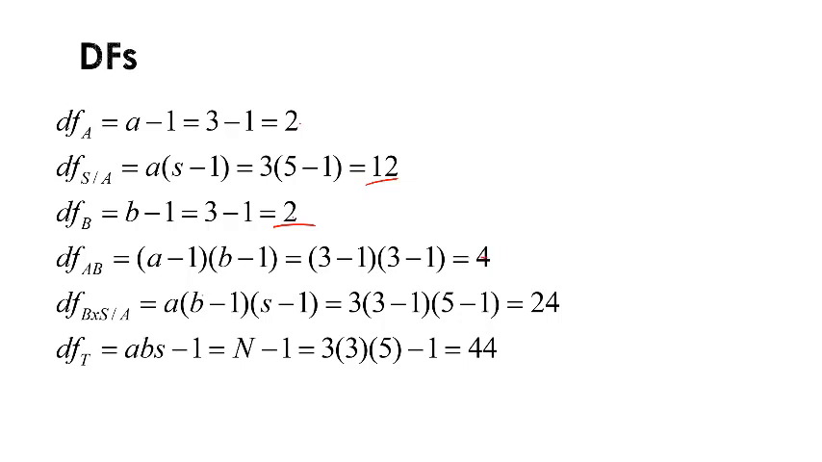Here we have our interaction between B and S, so that's 3 levels of B minus 1, which is 2, times the subject degrees of freedom, which is 4, so 2 times 4 is 8, and then 8 times the levels of A, so 8 times 3 is 24, and then of course the total number of subjects minus 1 is 45 subjects minus 1 is 44. 24 plus 4 plus 2 plus 12 plus 2 equals 44, so it all sort of adds up together, which is nice. Everything's sort of working out.